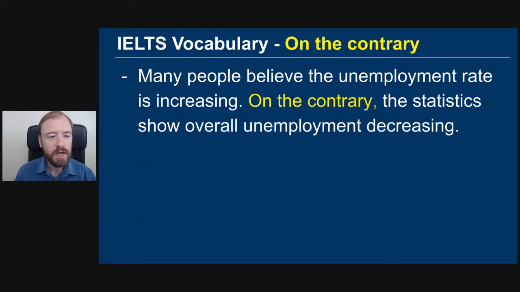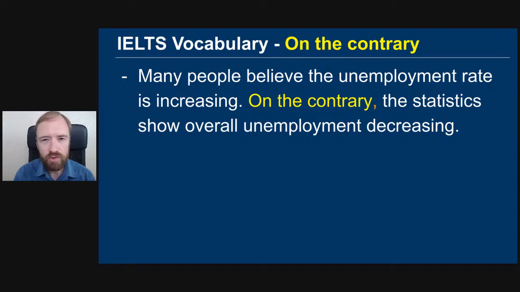All right. On the contrary, many people believe the unemployment rate is increasing. On the contrary, the statistics show overall unemployment decreasing. So again, doesn't match. We have contrast. The information in sentence one is the opposite. The opposite is true. So think on the contrary, again a very formal expression. You are saying the first sentence information is not true.